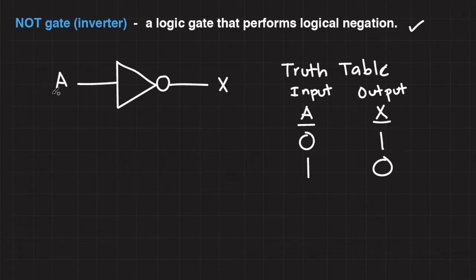If A is an input variable and X is the output variable, then the operation of NOT circuit is represented by X equals NOT A.